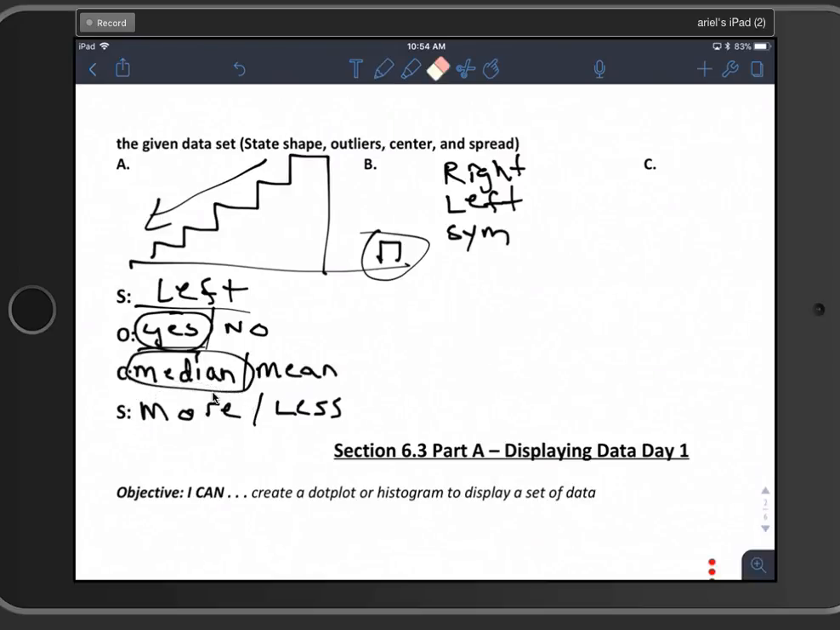And then would we say this is spread more or less? We're going to say less. Even though there's an outlier, there's still a lot of room right here that has no data. So we'd actually say less. And that's what I'd be asking you on your test.